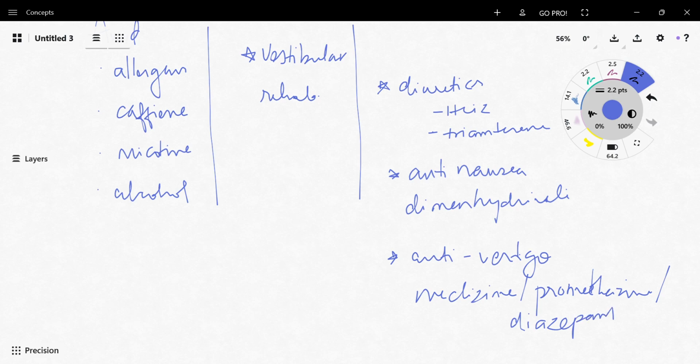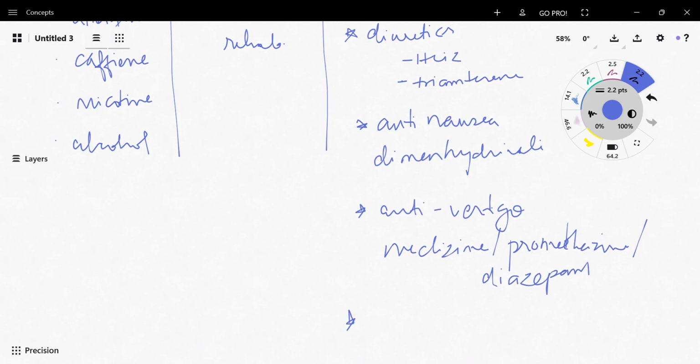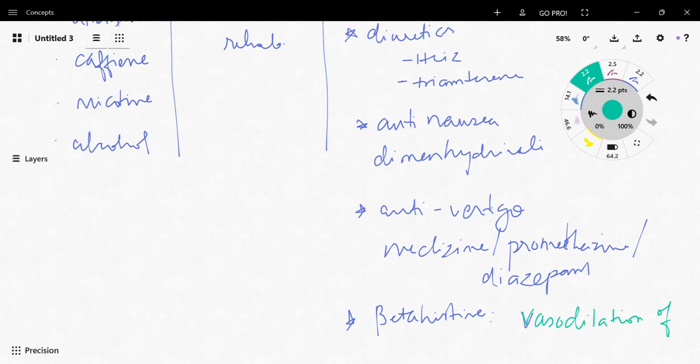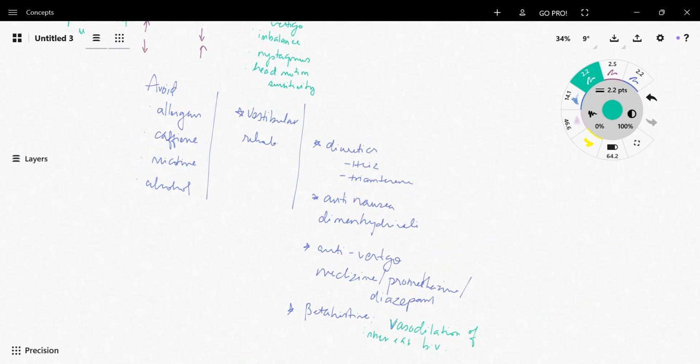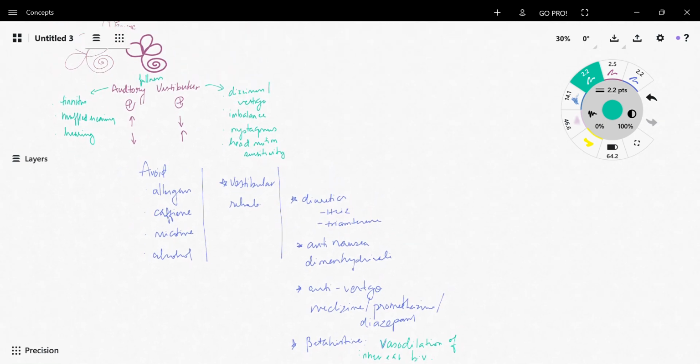And the last one is betahistine. This is supposed to cause vasodilation of inner ear blood vessels, and sort of reduce the edema locally over there. So this is it about Meniere's disease. I do want to include a DDX section, the differentials.